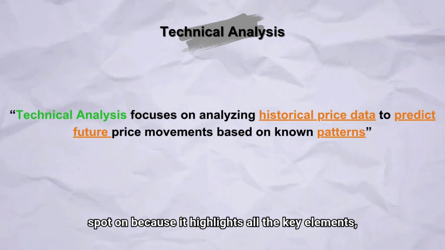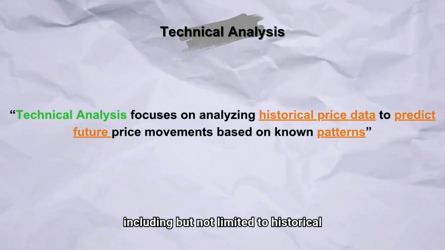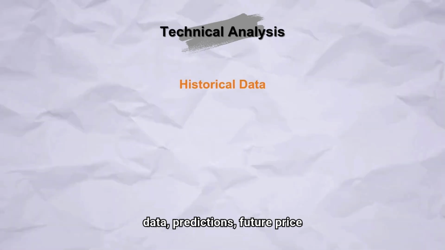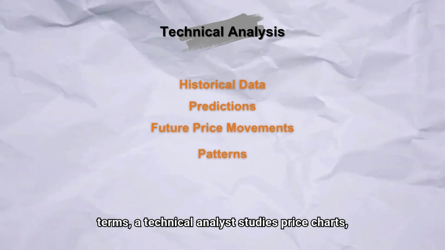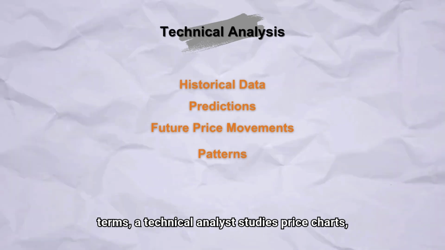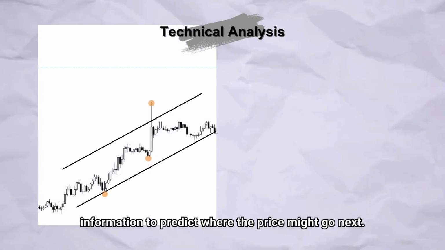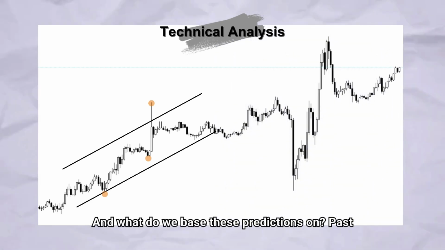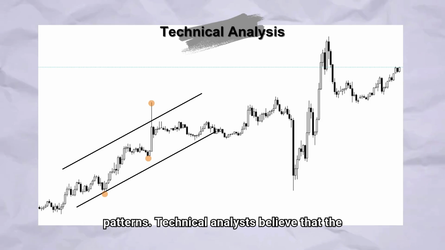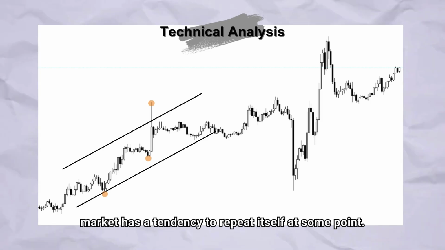That definition is spot on because it highlights all the key elements, including but not limited to historical data, predictions, future price movement, patterns. In simple terms, a technical analyst studies price charts, looking for hidden clues and missing pieces of information to predict where the price might go next. And what do we base these predictions on? Past patterns. Technical analysts believe that the market has a tendency to repeat itself at some point.